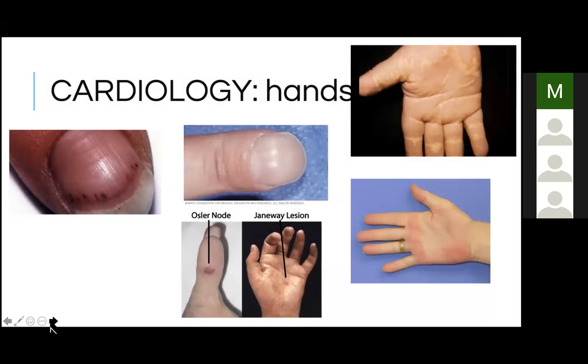So in terms of hands, can anyone tell me what they see? You can choose any of the images. What signs they see.